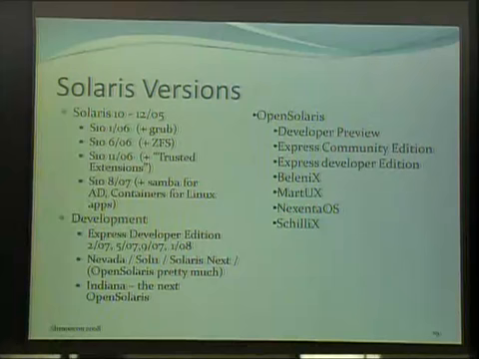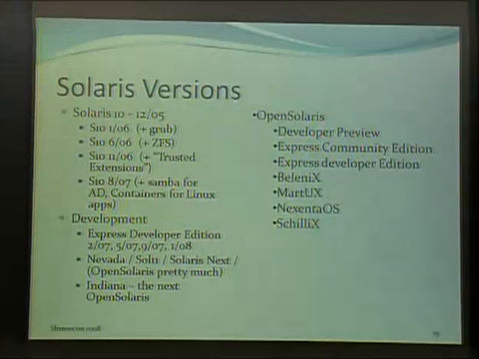Okay, so versions of Solaris. I have no idea who's in charge of the versioning scheme, but so we have stable releases. Solaris 10 is what they're called. So it comes out in December of '05. January of '06, they decide to add GRUB.